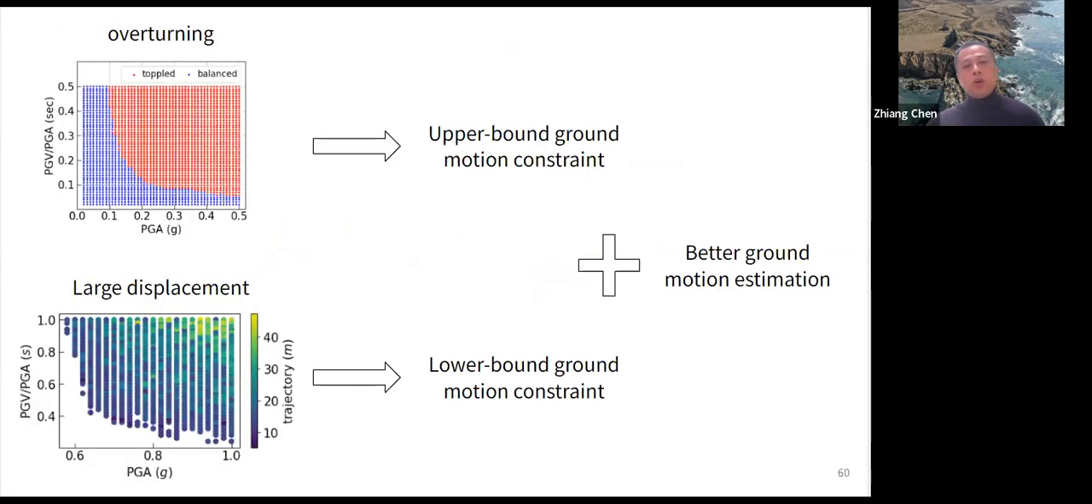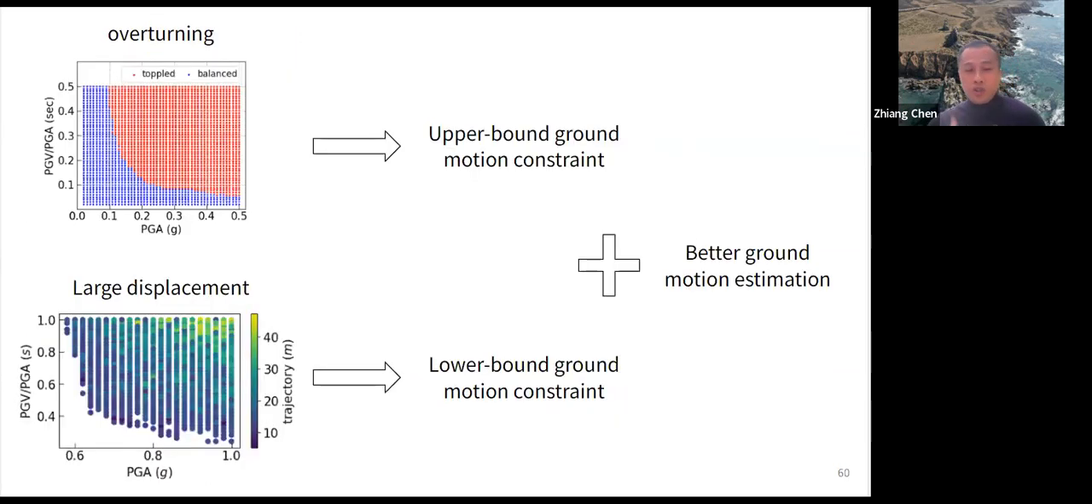So, a quick summary: the overturning experiment provides an upper bound ground motion constraint. Again, we know the PBR exists, and from the overturning experiment we can get the upper bound ground motion constraint. And if we know the trajectory, we can use large displacement to get a lower bound ground motion constraint. If we combine these lower bound and upper bound constraints, it can provide a better way for ground motion estimation.